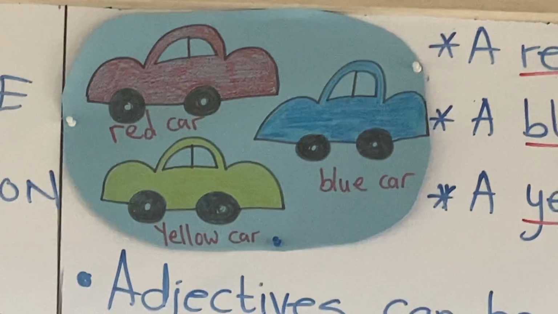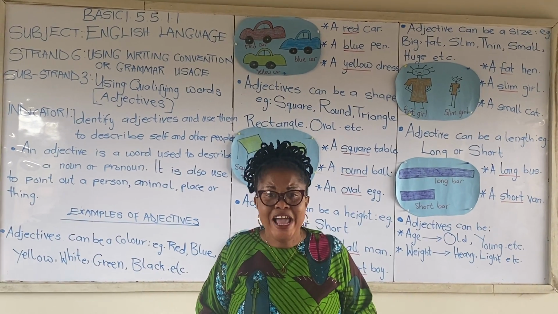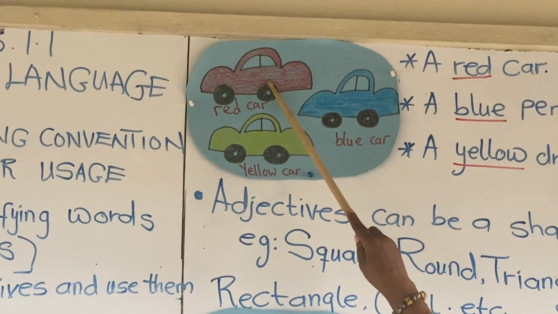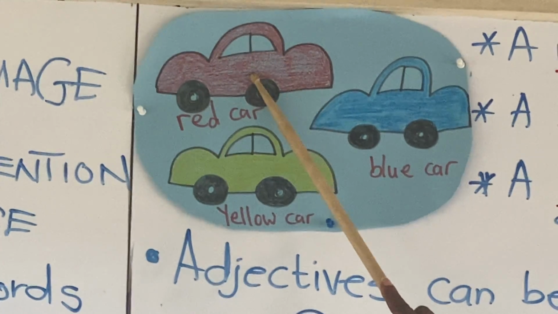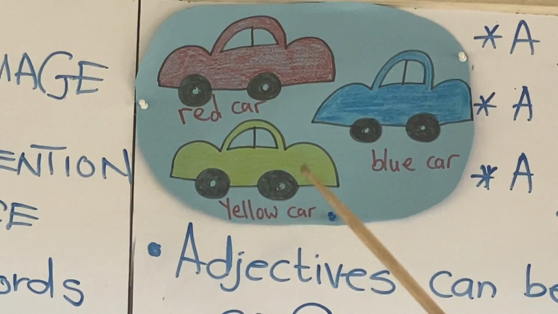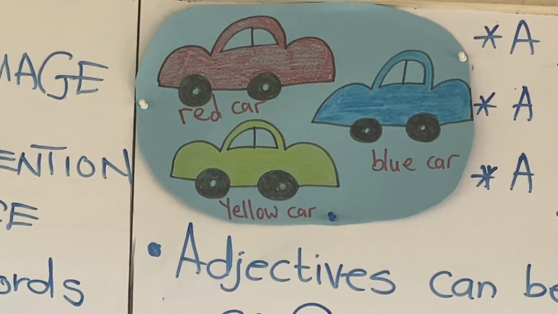And without adjectives, you cannot point out to any of them. But if I ask you to point to the red car, you point to the red car. Because red is the adjective describing this car. When I ask you to point out to the blue car, you point out to this and not this, because blue is describing this car. When I ask you to point out to the yellow car, you point out to this because it is pointing out to this yellow car.